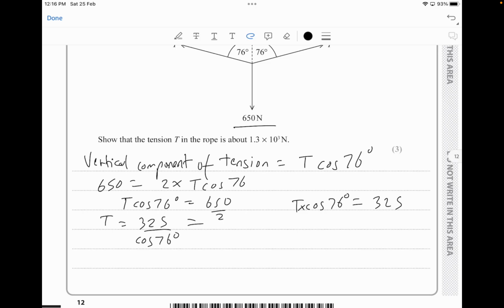So the tension in this case is going to become 1,343.4 newtons. If you round this off, or convert this into standard form, the tension is going to become 1.34 times 10 raised to the power of 3 newtons. I'm just going to confirm this in my calculator, and yeah, this should give you an approximate answer. So 1.34 times 10 raised to the power of 3 newtons. This is going to be the answer for about 3 marks.